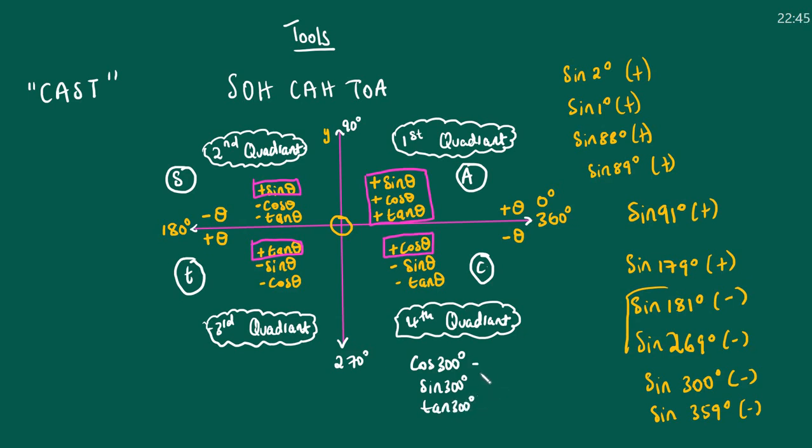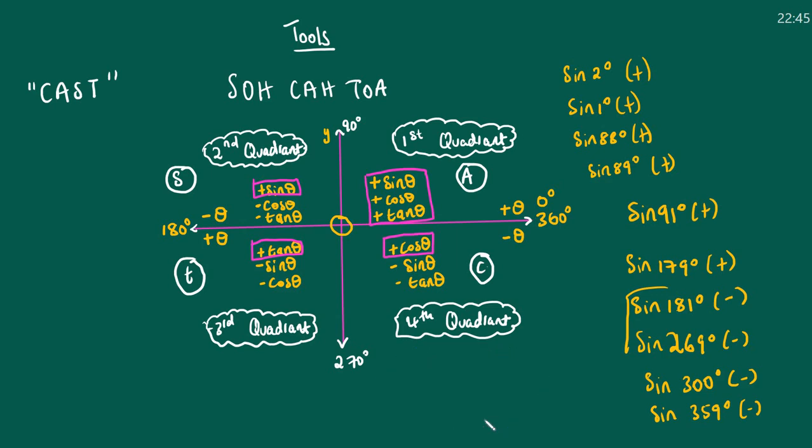Now I want you to tell me, for cos, do you get a positive or a negative answer? Positive. And then for sine, do you get a positive or a negative answer? Negative. And then tan? Negative. So you can see that it's only cos that is going to give you a positive answer. That is why we put a C in here to remind us that it's only cos that is positive.